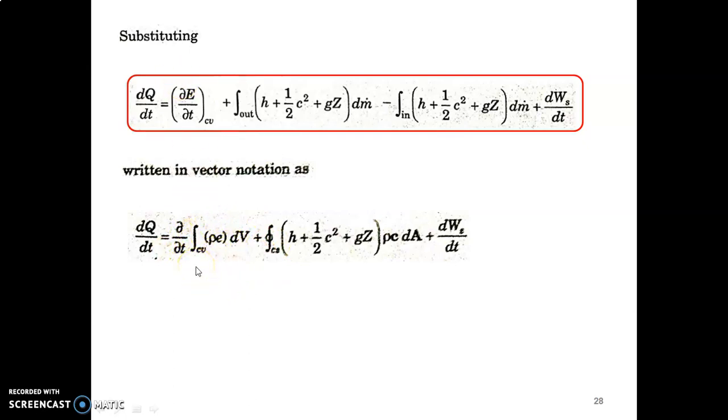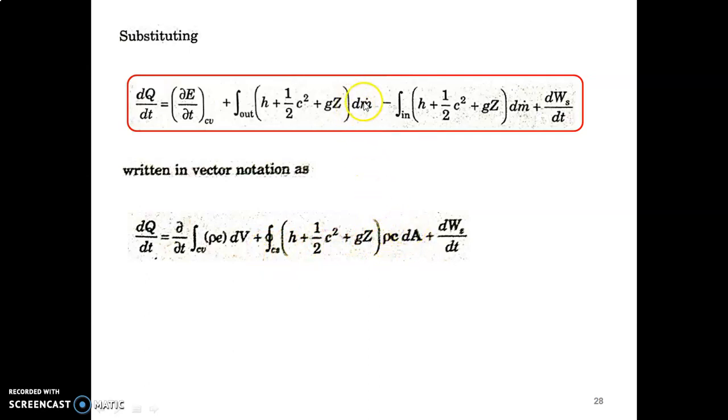Density term has come to our expression. Similarly, this outflow, we have grouped together all these things: h plus half c square plus gz. We have substituted the value from the previous relations, and we have taken the vector notation. By taking outflow minus inflow, we will get the positive surface integral for the control surface of h plus half c square plus gz into rho c into dA.